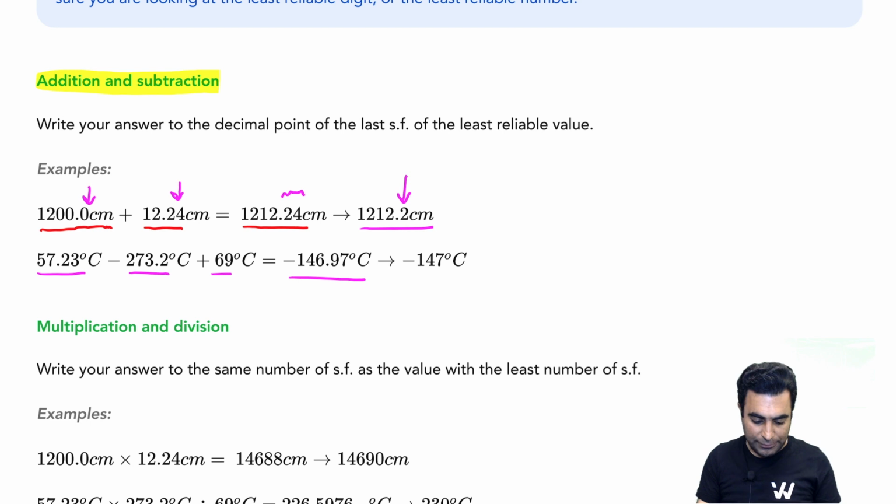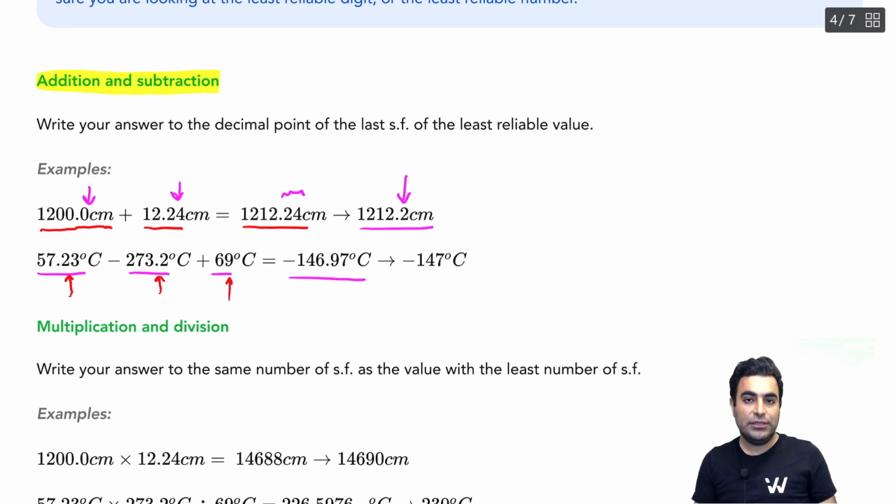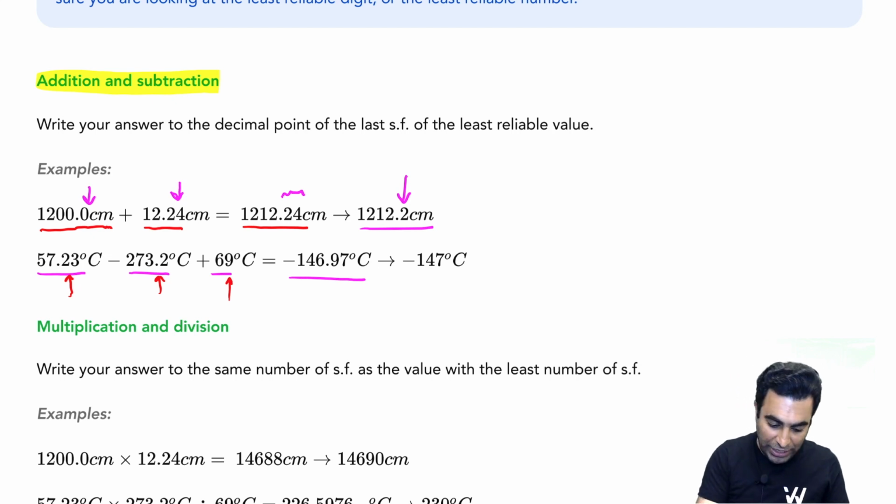Now we're going to look at the precision. First, we're going to find the least reliable number here, which is the number with the fewest digits after the decimal point. The first one has 2 digits, the next one has only 1 digit, and the next one has no digit after the decimal point, which means that the least reliable one is 69. We want the number of digits after the decimal point to be the same as the least reliable number, which is basically no digits after the decimal point, which means that we have to get rid of the 97 after the decimal point.